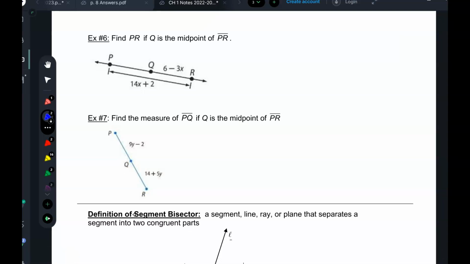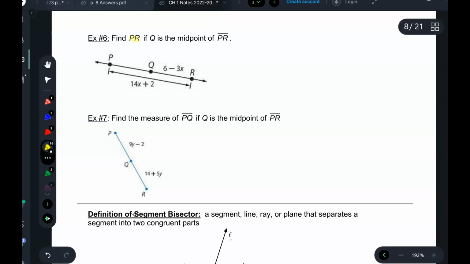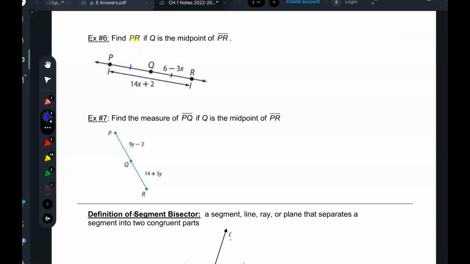Okay, let's go to example 6. Find PR. Notice there's nothing above that's talking about the length of the segment. We're not actually looking for it because it's right there. Q is the midpoint. So what does that mean? It means these two, PQ and QR, are equal. They're congruent. Good. Any ideas on how to solve for x?